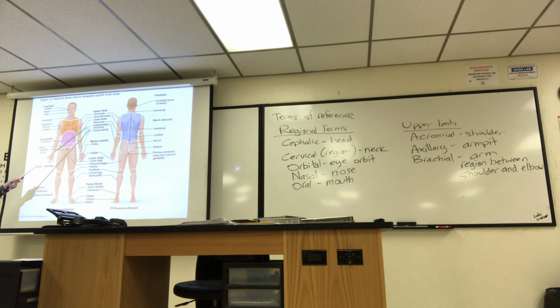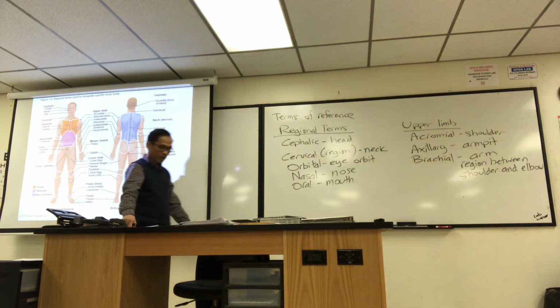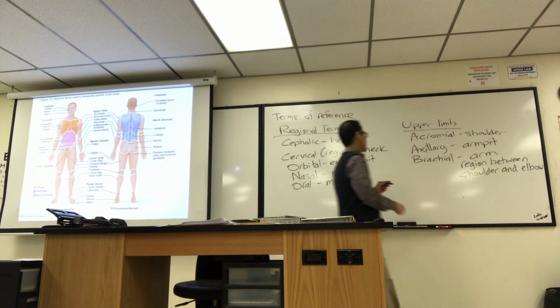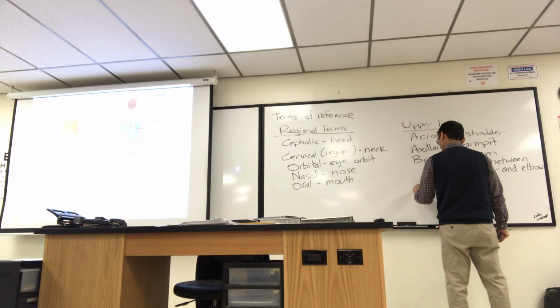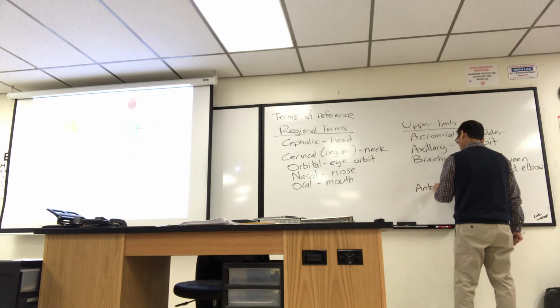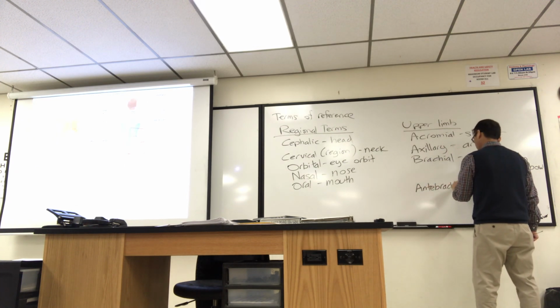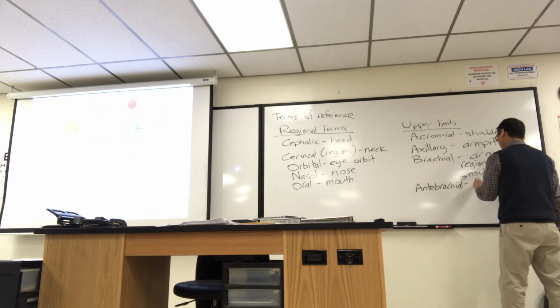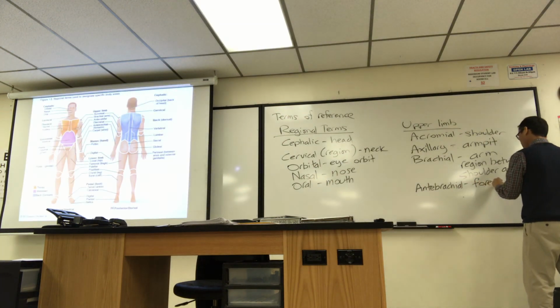Not to be confused with the antebrachial region, which is your forearm, the region between elbow and wrist, which is the antebrachial region. Antebrachial is your forearm. Think of it as region between elbow, wrist.